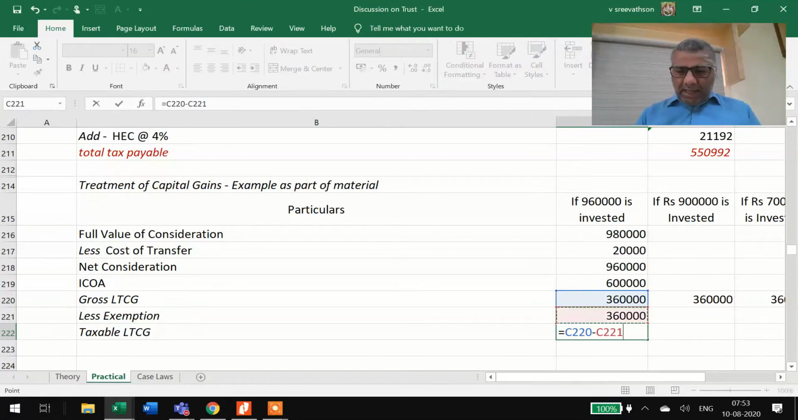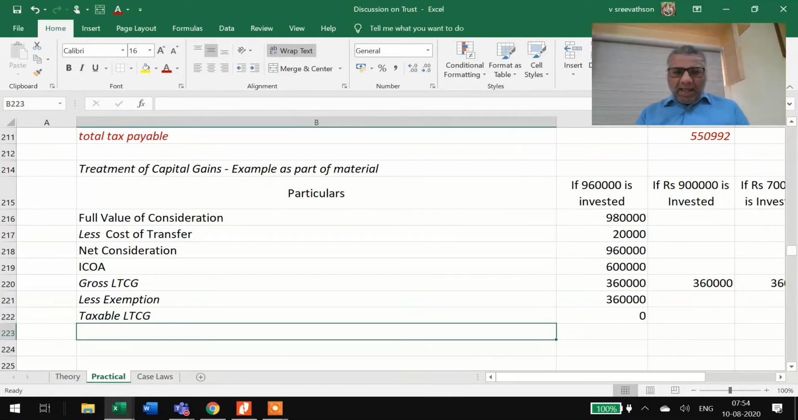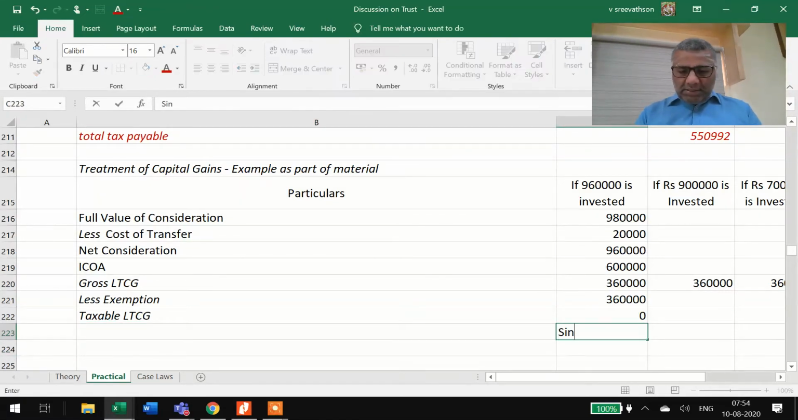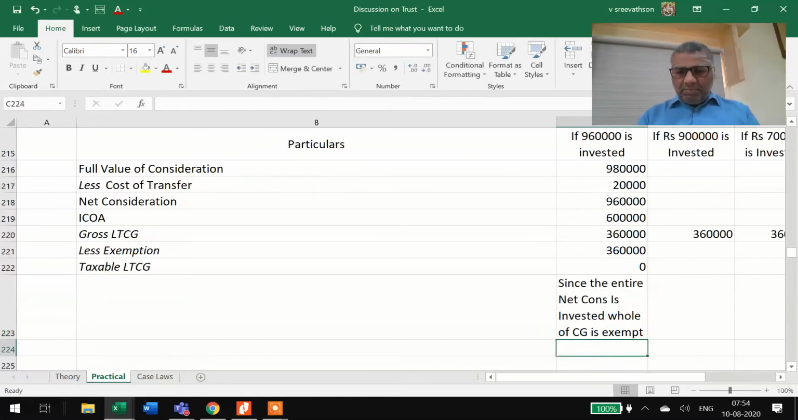In this case, since the entire net consideration is invested, whole of the capital gain is exempt. Whole of the capital gain is exempt. Since the entire net consideration is invested, whole of the capital gain is exempt.